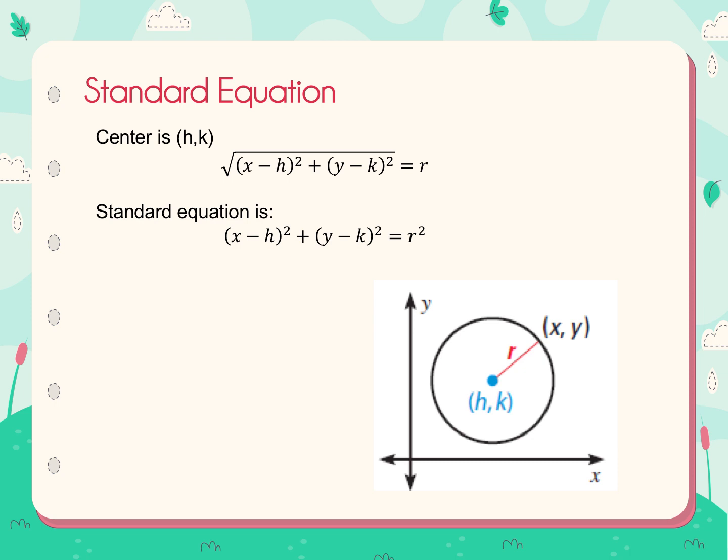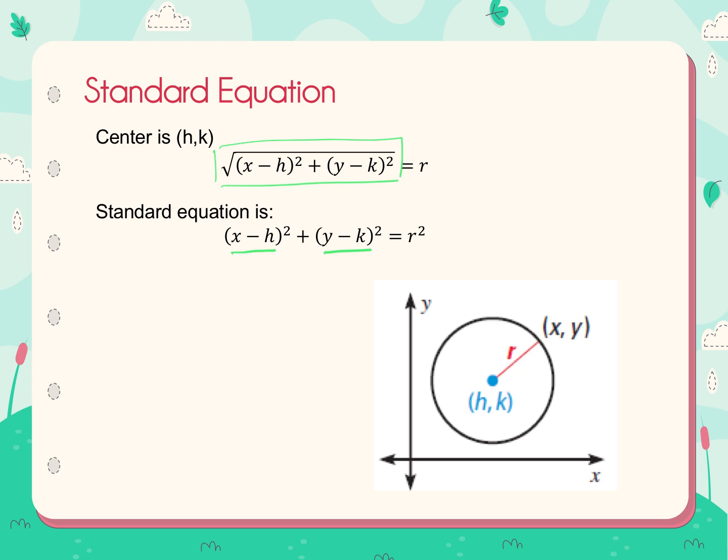So what happens if the center is not at the origin, if it's not (0, 0)? Well, we identify the center as the variables h and k. H is the x value and k is the y value of it. So the radius is going to be found by this formula here. And the equation is going to be x minus h squared plus y minus k squared equals r squared.